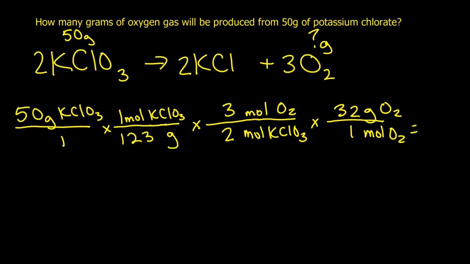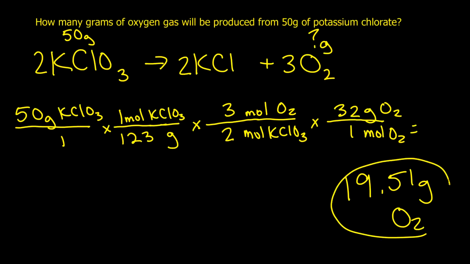So we do 50 grams potassium chlorate divided by 123 grams. And that gives me 0.4065. I'm going to keep it going. I got to multiply by the ratio, which is a 3 to 2 ratio. So I'm going to multiply it by 3. I divide it by 2. And now I got 0.6097 moles of oxygen. But I need to know how many grams is that. So I'll multiply that by 32. And that gives 19.51 grams oxygen gas. And there's our answer.